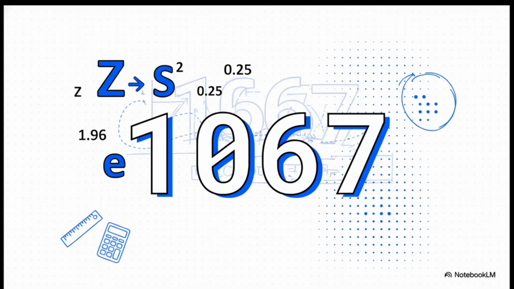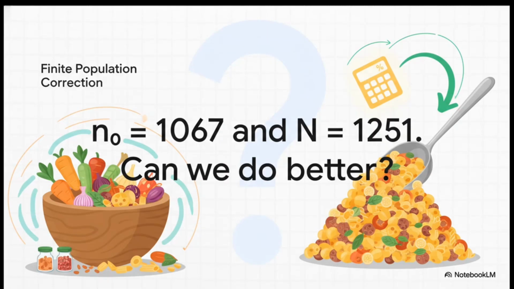So we take all our numbers: Z is 1.96, S squared is 0.25, E is 0.03. We plug them into that initial formula, we crunch the numbers, and it spits out a result. We need a sample of 1,067 recipes. Whoa, hold on a second. Look at that number. Our entire cookbook only has 1,251 recipes. This formula is telling us we need to check more than 85% of the entire book. That seems insane, right? It's totally inefficient.